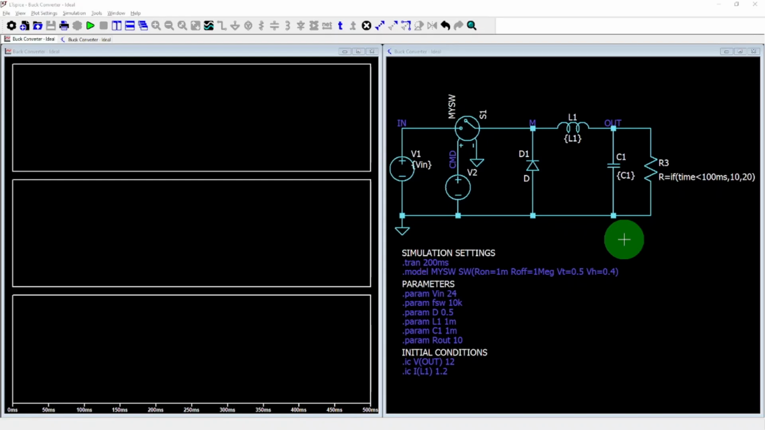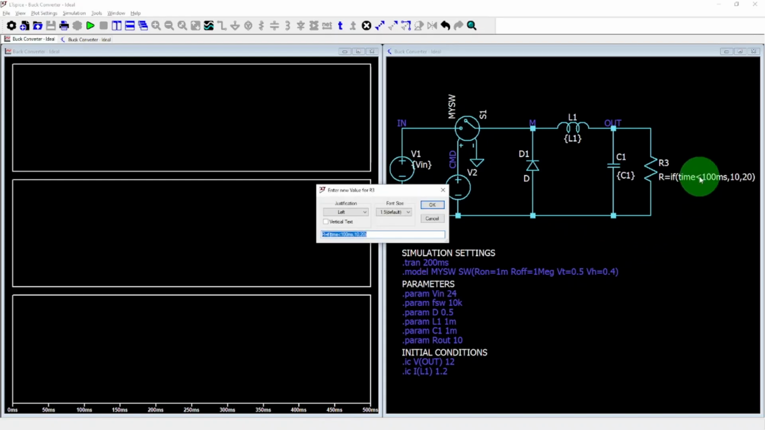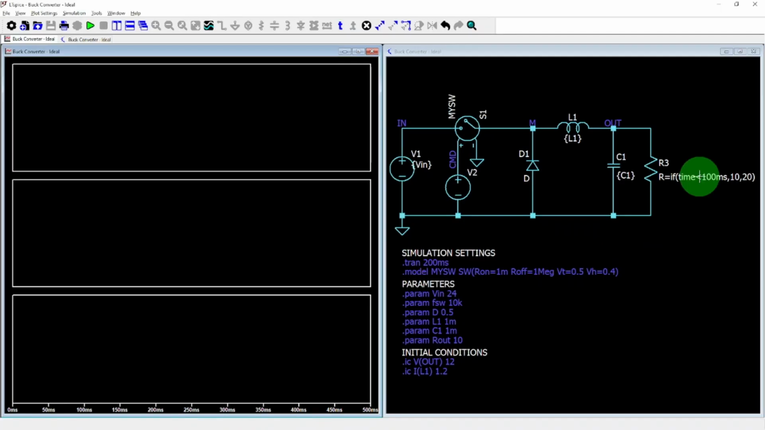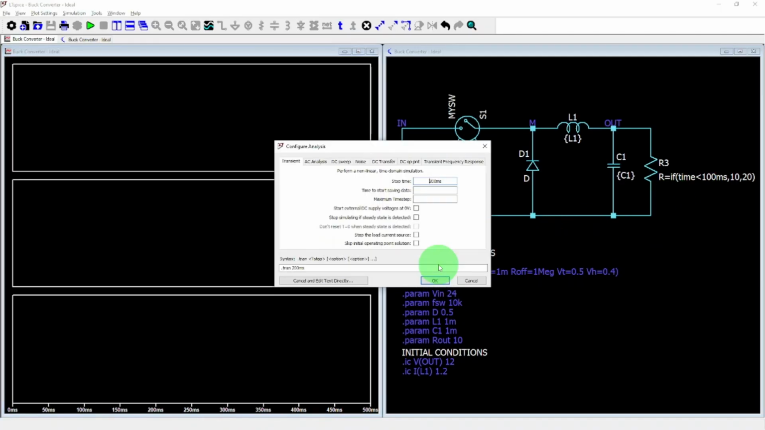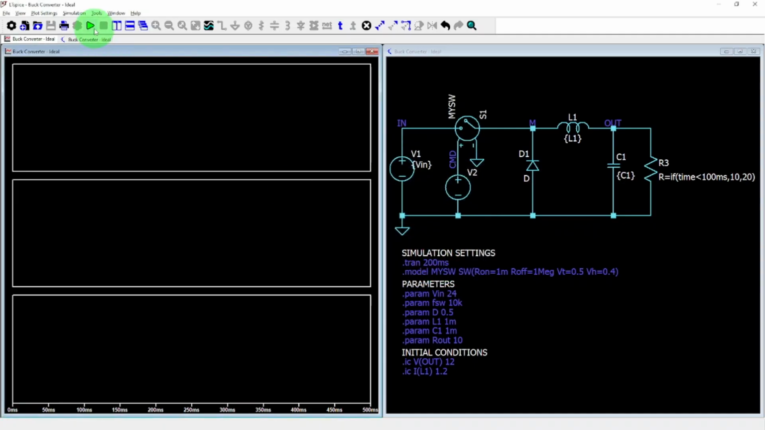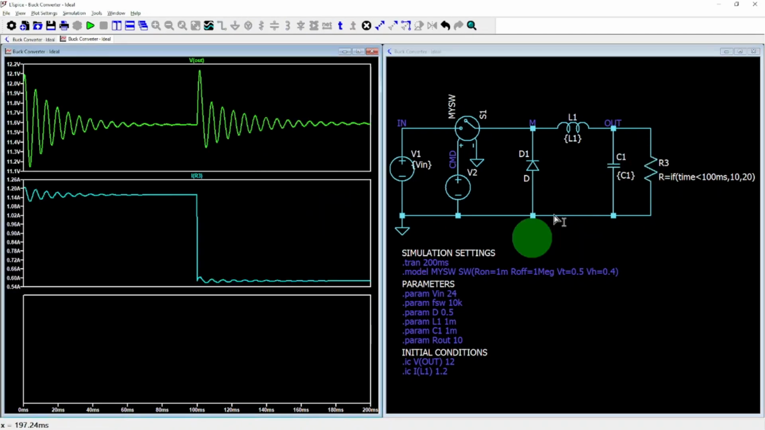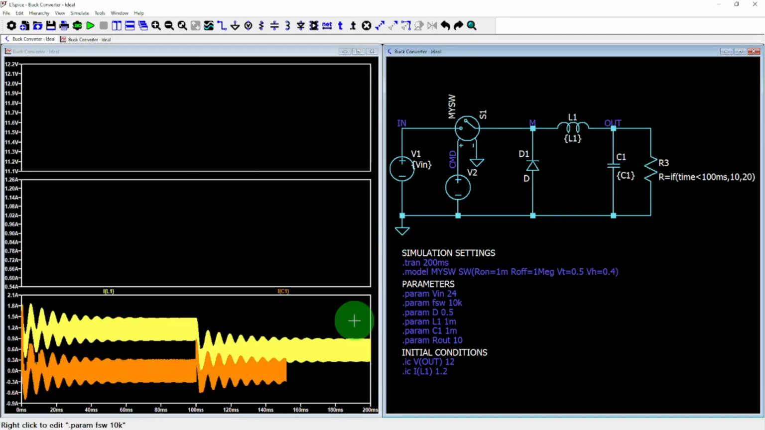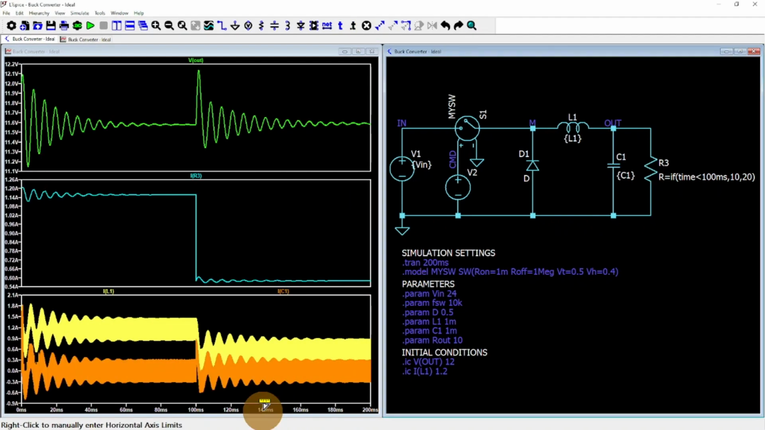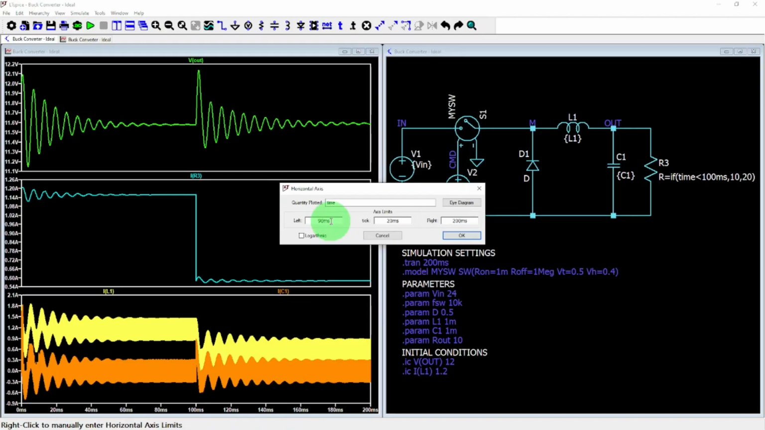This time we start with a load of 10 ohms, drawing 1.2 amps. Then, after 100 milliseconds, we reduce it to 20 ohms, cutting the current in half. We'll leave the simulation duration at 200 milliseconds and run it. Let's plot the output voltage, output current, inductor current, and capacitor current and adjust the time base to between 90 and 150 milliseconds.